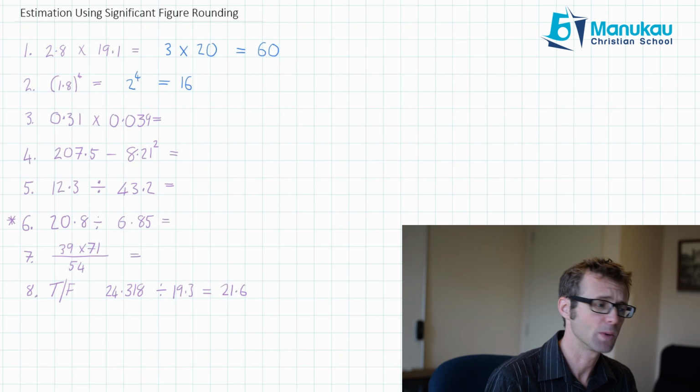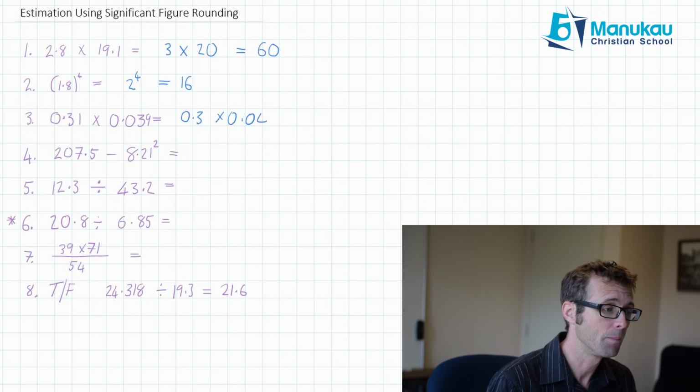Okay, these next ones, we've got some decimals here. So I'm going to make this 0.3, that's to one significant figure, and the next one will be 0.04, and 4 times 3 is 12, and if you look at our decimal places here, you're going to see that 0.012 will be our answer.